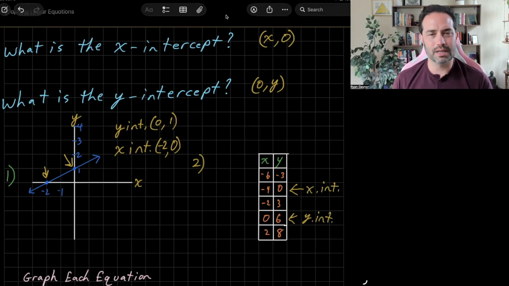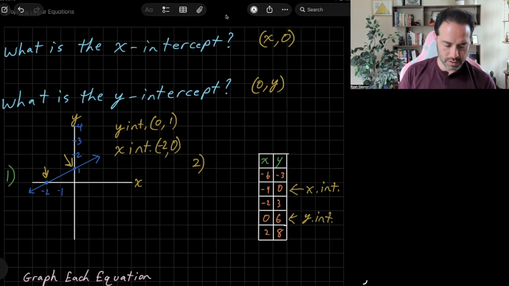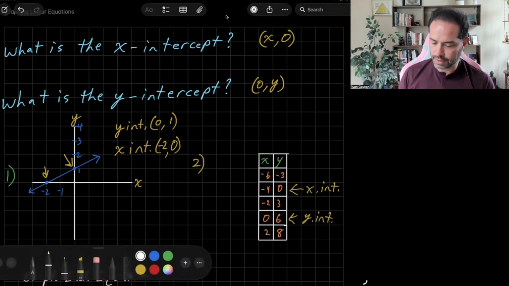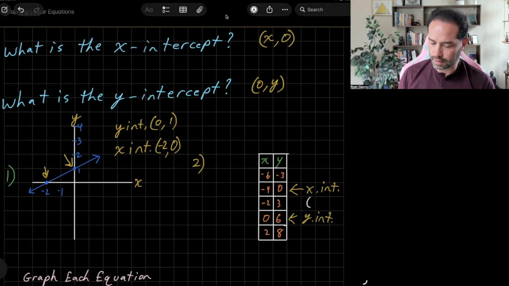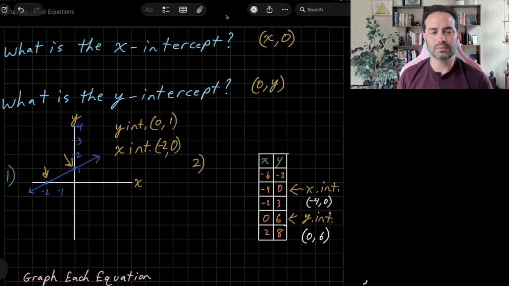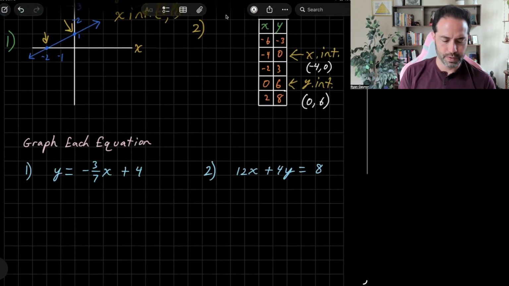So we have -4, comma, 0. That's the x-intercept, and then 0, comma, 6. That's the y-intercept. If we officially write that out as a point, it'll look like this: -4, comma, 0 for the x, and 0, comma, 6 for the y. All right, let's dive into some other examples now.